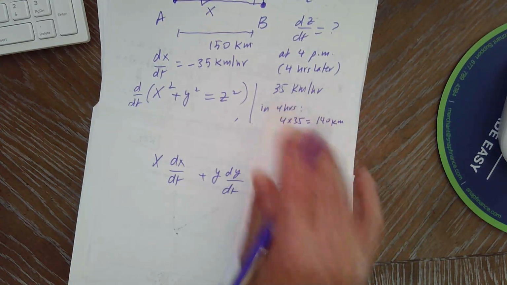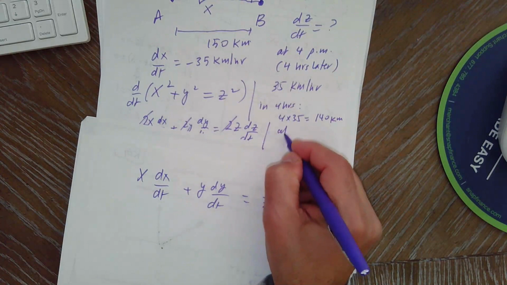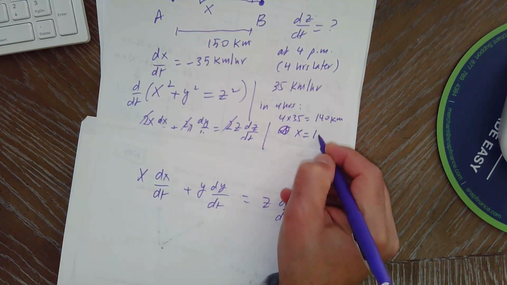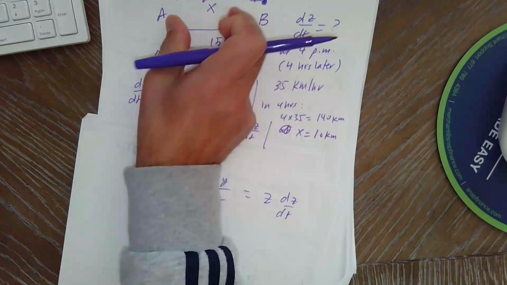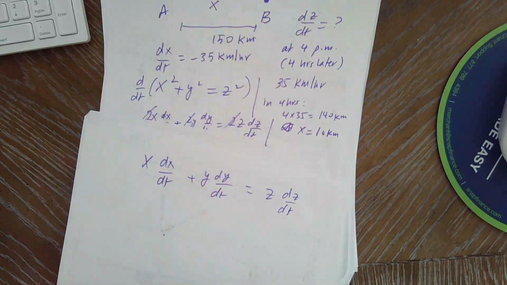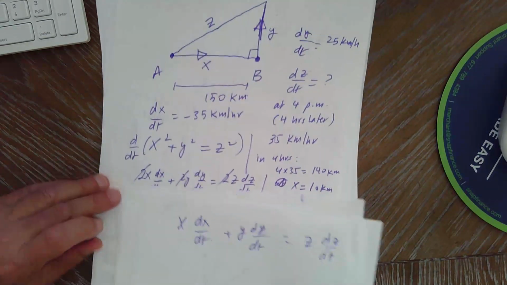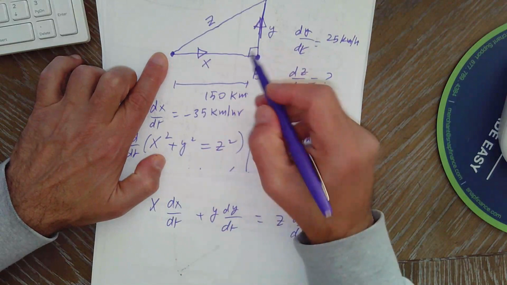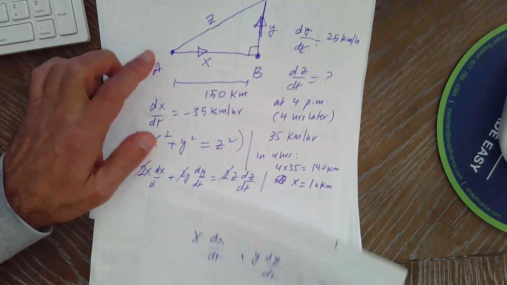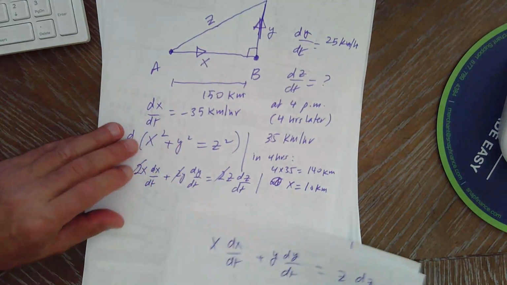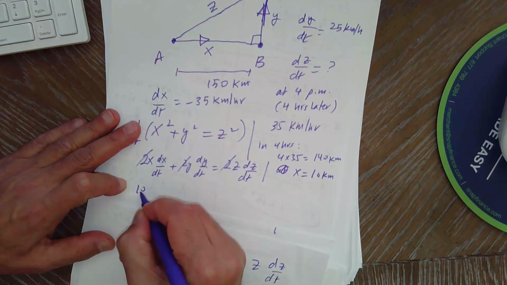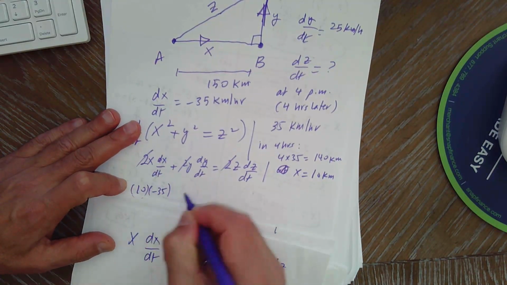140 kilometers, meaning x at this point is only 10 kilometers, because it would have traveled 140, so that distance would have shrunk to only 10 kilometers, right? Started 150 apart, traveled 140, so x is only 10. So 4 hours later x was 10. dx by dt is negative 35.